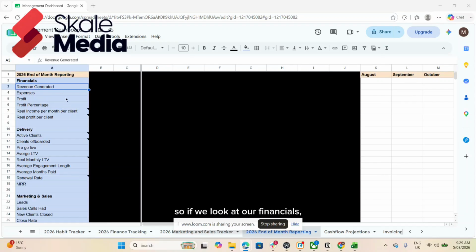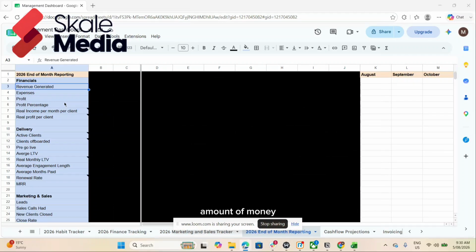So if we look at our financials, we look at revenue generated, how our expenses are sitting, and the profit out of that. So it's all pretty straightforward. You should be pulling that straight out of your accounting software. And obviously you can look at revenue in 2 ways. It's either cash collected for that month, or it's looking at the invoiced amount, the money invoiced for the month.